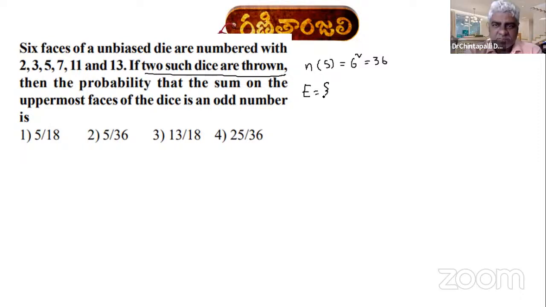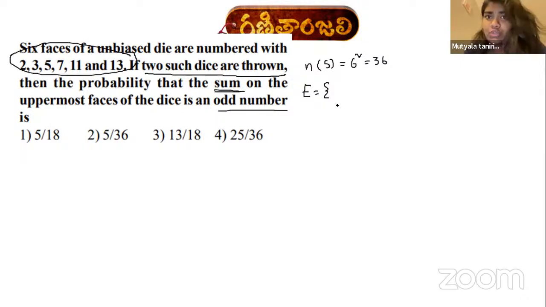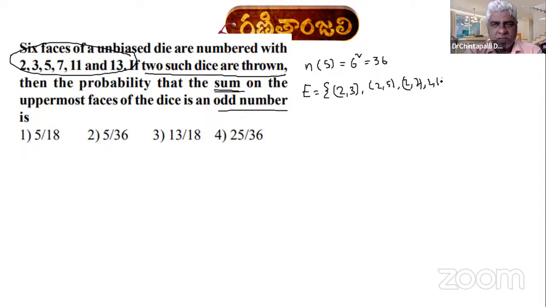E means the sum is an odd number. Among these numbers, can you tell the possibilities? Start with 2: 2, 3; 2, 5; 2, 7; 2, 11; and 2, 13 also. So 1, 2, 3, 4, 5 are there.